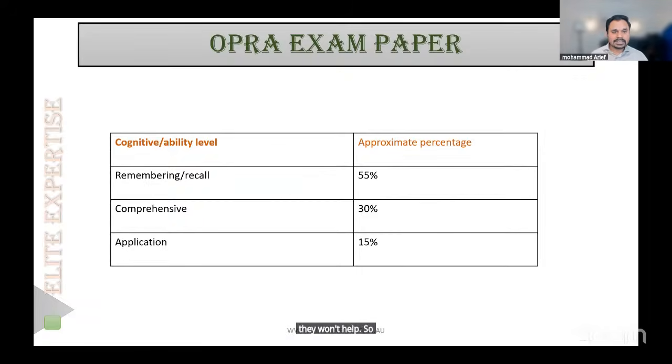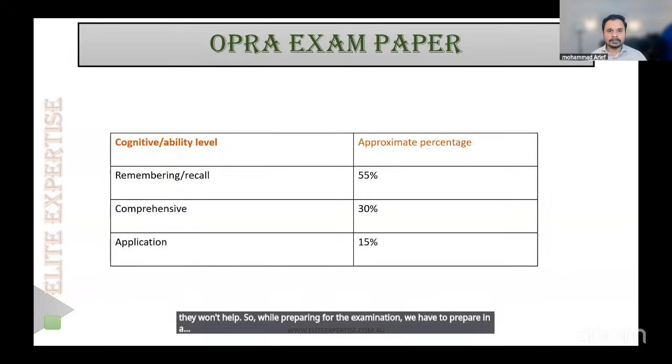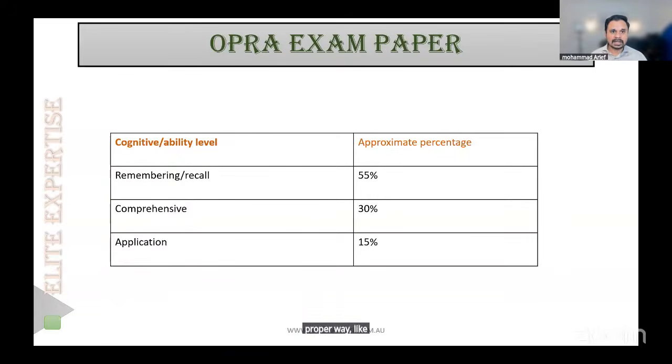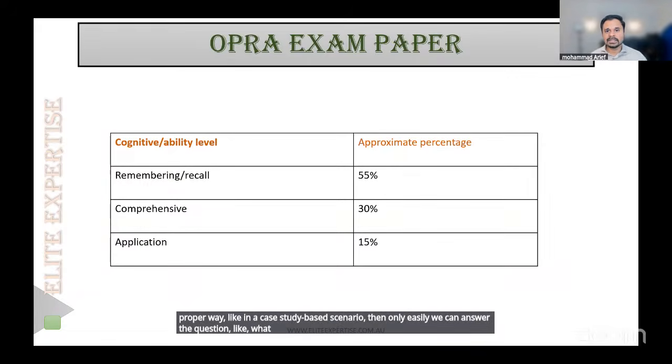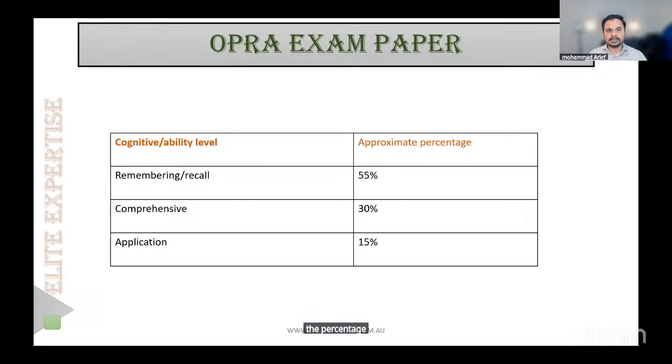So while preparing for the examination, we have to prepare in a proper way, like with case-study-based scenarios. Then only can we easily answer the questions in the way the examiners ask them. These are the important things we have to keep in consideration, and this is the rough, approximate percentage distribution of the types of questions they ask.